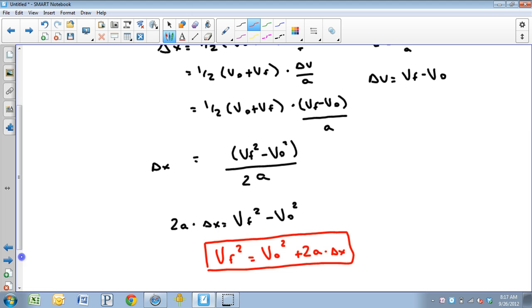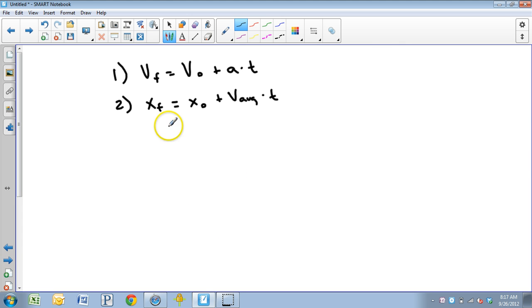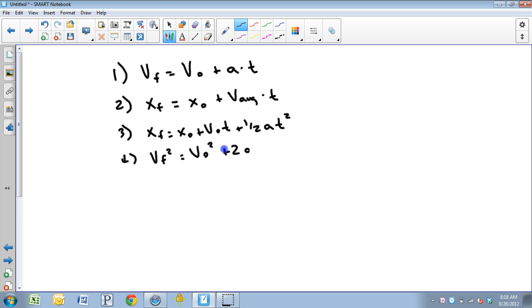So then we can see that we have now 4 equations. We've got these two, then we've got x final equals x initial plus V0t plus 1/2 at squared, and our final one, that V final squared equals V initial squared plus 2a times delta x. And these are sometimes known as the big 4 kinematics equations. Each of them is useful in some particular instance. Some are more useful than others in other instances, and we will learn how to use them.